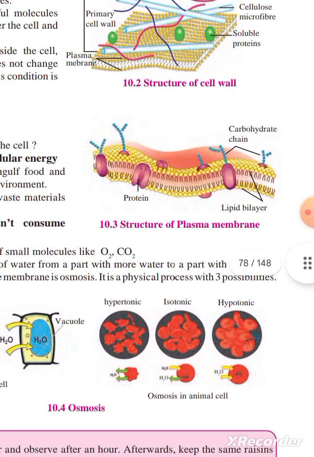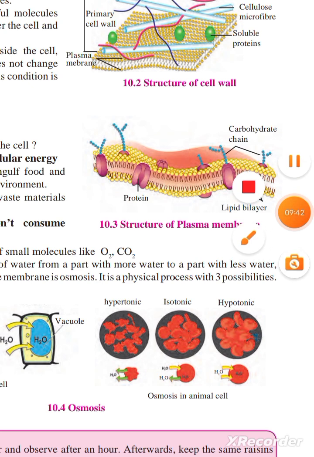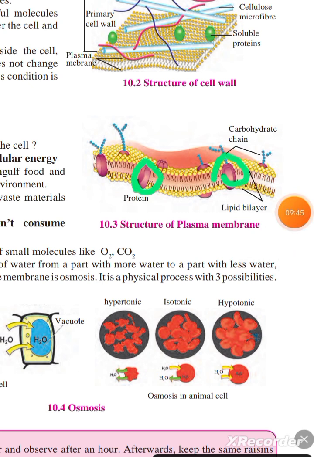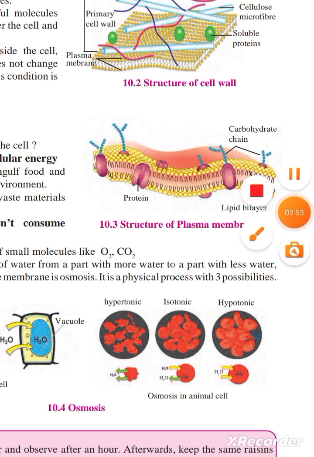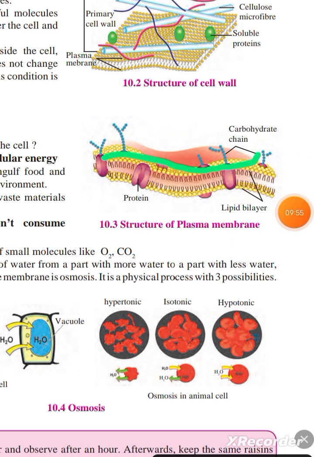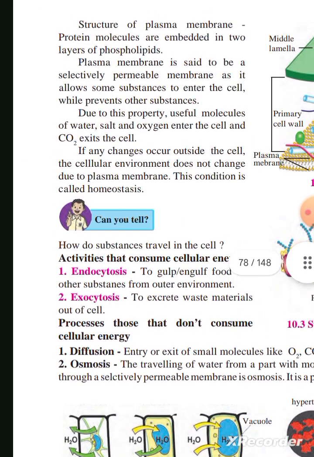So you can see it is telling that protein molecules, you can see these are the proteins. So protein molecules, that means big coatings, big structures of protein, are embedded in two layers of phospholipid. Here there are two layers of phospholipid, one above and one below, and between them big structures, that means protein molecules, are embedded. Okay, so it is telling like that.